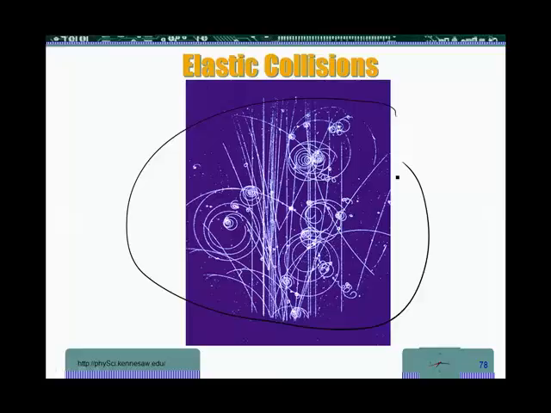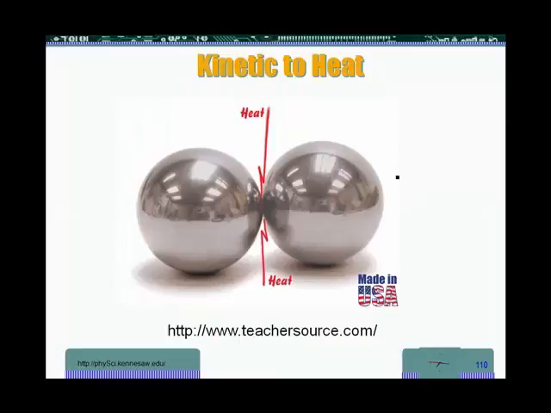Now let's see if I can pull it out here. Wow, I got the number correct. This I meant to have in the other lecture, the lecture about energy, but anyway, I put it up here. This is something that the teacher source sells.